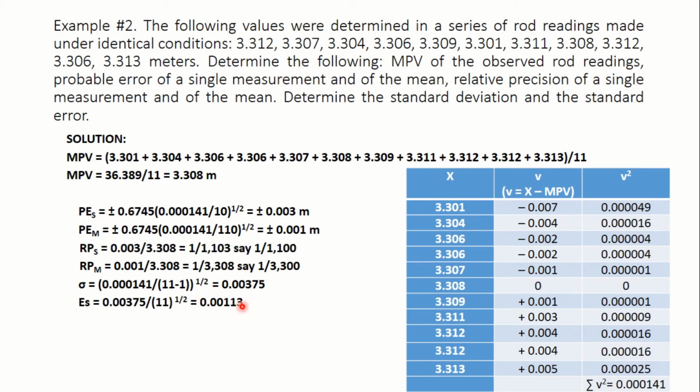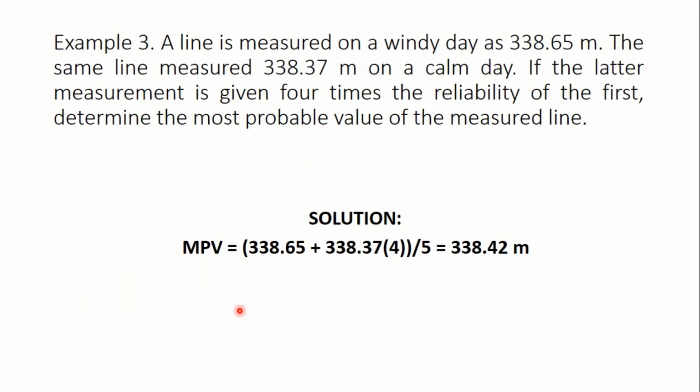Okay? So, next example. A line is measured on a windy day as 338.65 and the same line measured on a calm day, 338.37. If the latter measurement is given 4 times the reliability of the first, determine the most probable value of the measured line. So, ito, mineasure noong calm day, ito noong windy day. Okay? So, ang reliability nito is 4 times the reliability of this one.